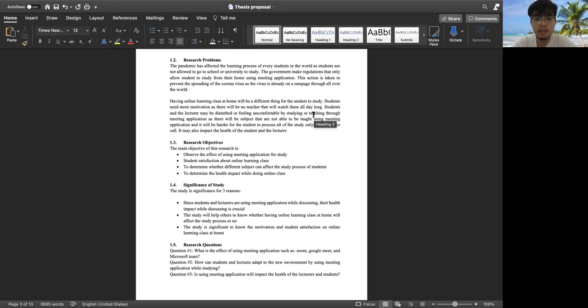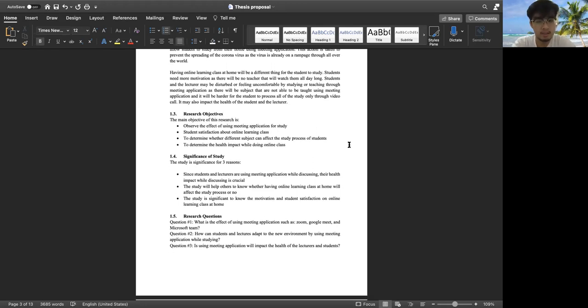And having online learning class at home will be a different thing for the student to study. Students need more motivation as there will be no teacher that will watch them all day long. Students and the lecturer may be disturbed or feeling uncomfortable by studying or teaching through meeting application, as there will be subjects that are not able to be taught using meeting application, and it will be harder for the students to process all of the study only through video call. It may also impact the health of the student and the lecturer.